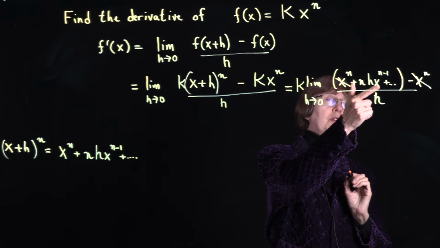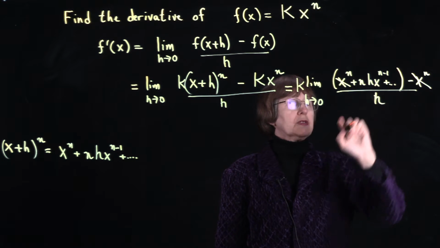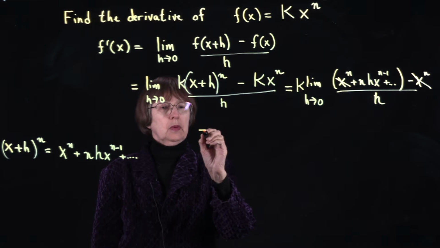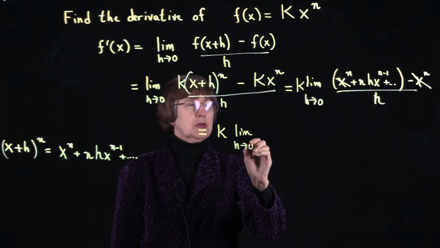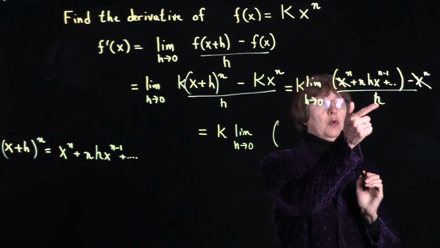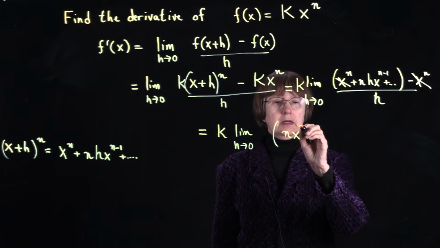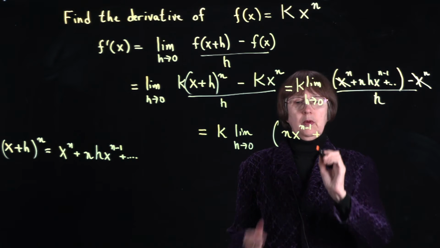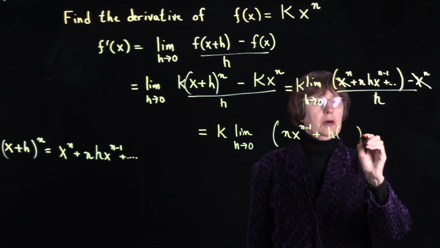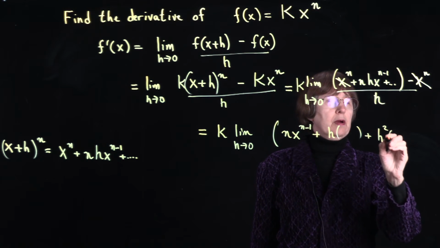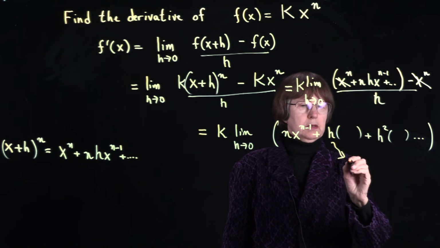And next, all of the terms in this expansion have h or higher powers in them. And so we can rewrite this as k times the limit as h goes to 0 of the following quantities. We're going to cancel this h with this h, which will leave us n times x to the n minus 1. There will be other terms in here, but they will be either proportional to h or to h squared, etc. So as soon as we evaluate the limit, these terms will basically go to 0.